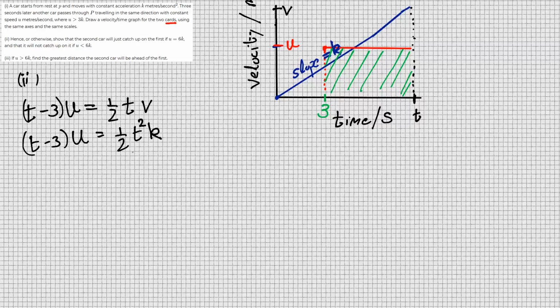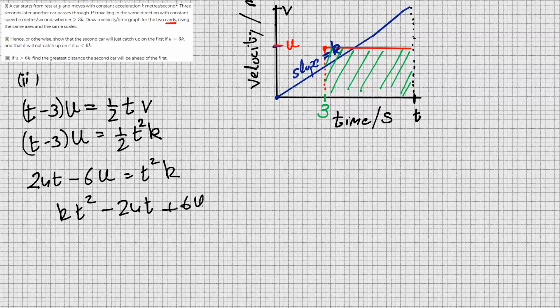So let's see, we'll solve for t. It's going to be quadratic. Okay, we'll multiply it by 2 and we'll multiply in the u, so that'd be 2ut minus 6u equals t squared k. So kt squared minus 2ut plus 6u equals 0. So quadratic formula?